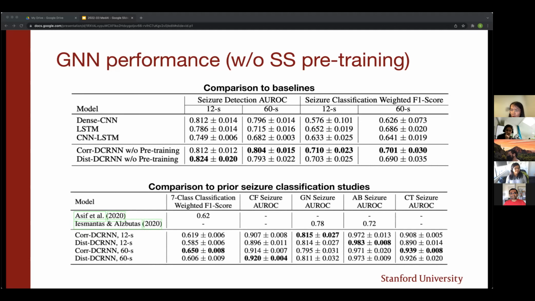We also compare our results to the reported results of 2 prior studies. These 2 studies both used TUSZ as their data set. In order to compare to the Asif et al. 2020 paper, we performed 7-class seizure classification using their 3-fold patient-wise splits. We can still see that our model outperforms. Most of our models outperform the previous studies.